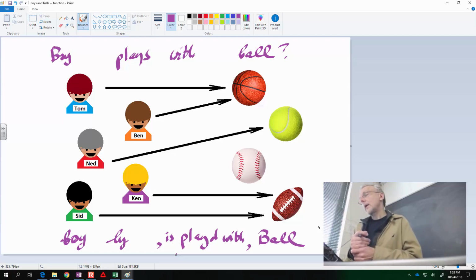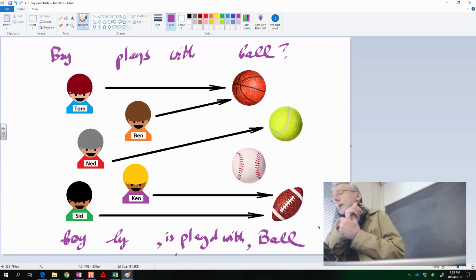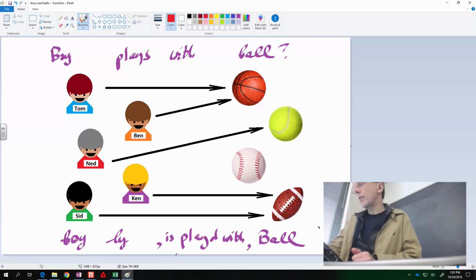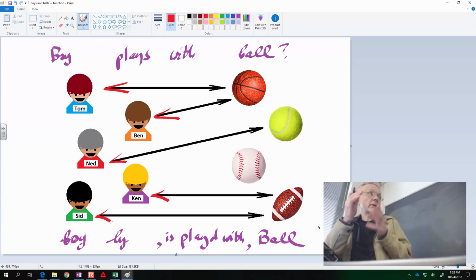Okay, now if I want to go backwards and ask, looking at the ball, who is the boy who plays with that ball? Which would simply be based on the same data. So then what's going to happen? I'm going to try to reverse the arrows, right? So it's the same relation. The relation remains the same. So the relation is between boys and balls.